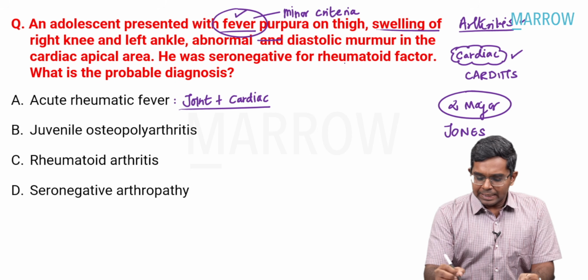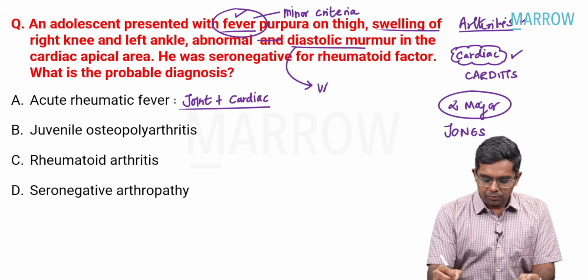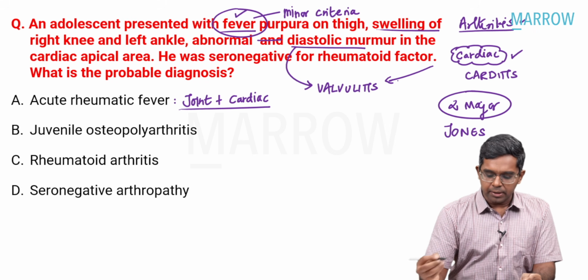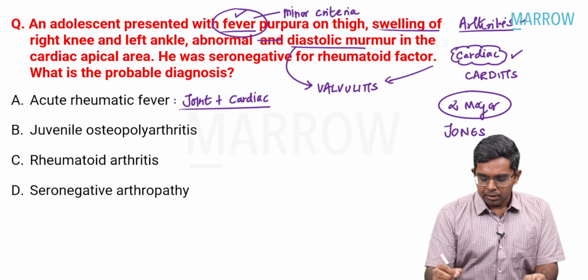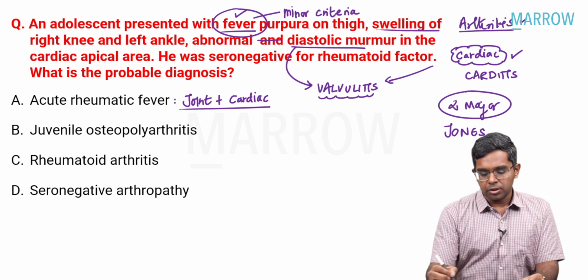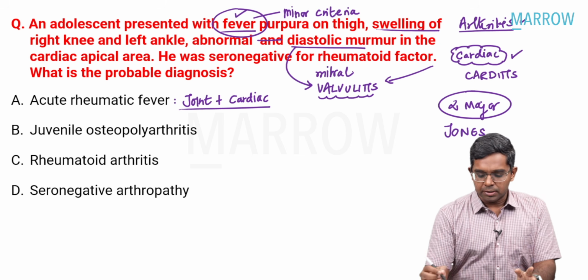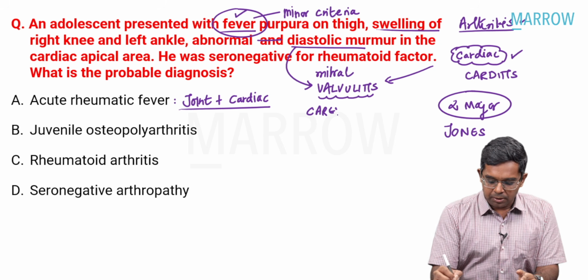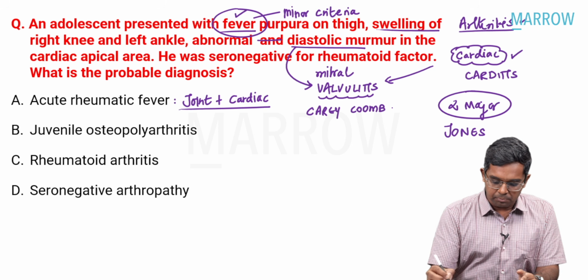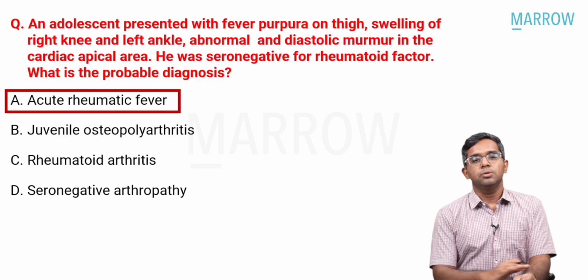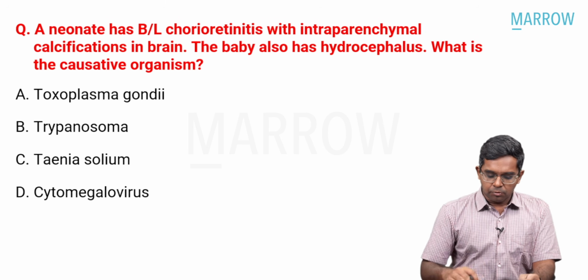So definitely this question fits into the diagnosis of acute rheumatic fever. Now in this question, the diastolic murmur which is noted could be a manifestation of valvulitis, which can be a part of cardiac involvement in rheumatic fever. And this is a classical murmur associated with mitral valvulitis. What is the name of the diastolic murmur called? It's called Carey-Coombs murmur. So, fitting all possibilities, the answer for this question is acute rheumatic fever. Moving on to the next question.